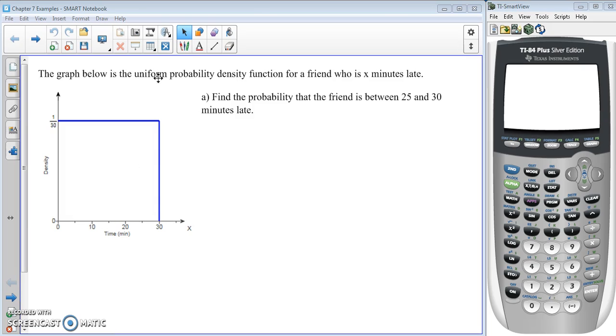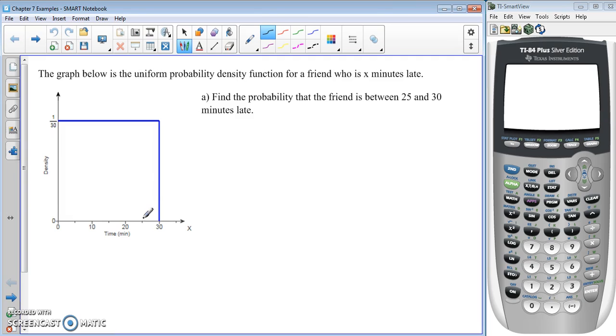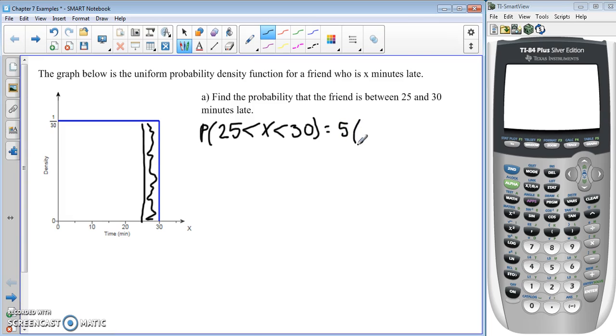So if we're looking at between 25 and 30 minutes, looking at this rectangle here, we can just take the area and that's going to be our probability. So we're going to look at the probability that X is between 25 and 30 here. So that's going to be our width of our rectangle there is 5, and then our height here is going to be 1 over 30.